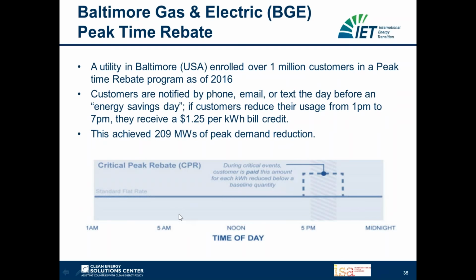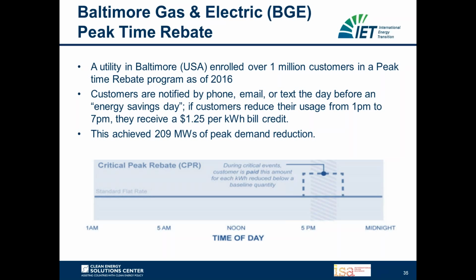Here, just one example from Baltimore in the United States. You saw that the utility BGE in Baltimore was very successful in enrolling customers in a peak time rebate program, with over 1 million customers participating. These customers are notified with a phone call, an email, or a text message on their mobile phone a day before these energy saving days. And then the customer gets a reward on their bill for reducing the electricity demand during those hours.